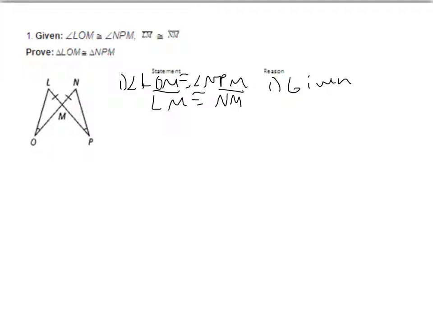So there was no words in my given, so that means I'm going to be looking for either reflexive or vertical angles. Here I can draw out an X. Whenever you can draw out an X, then I would label the angles that I'm talking about first. So it's easier to see what two angles I'm talking about. Hot dog. And so now I can say that angle LMO is congruent to angle NMP by vertical angles.